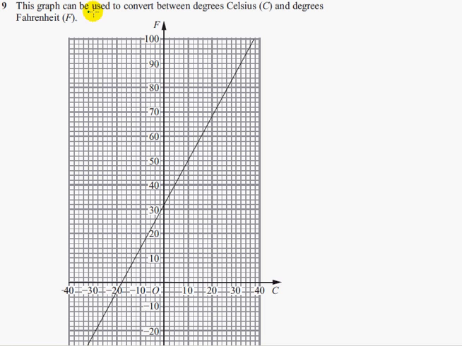Question 9. This graph can be used to convert between degrees Celsius, C, and degrees Fahrenheit, F. So you've got Fahrenheit on the y-axis and degrees Celsius on the x-axis. Now in England we use degrees Celsius, and in America and other countries they use degrees Fahrenheit. So very, very different systems.